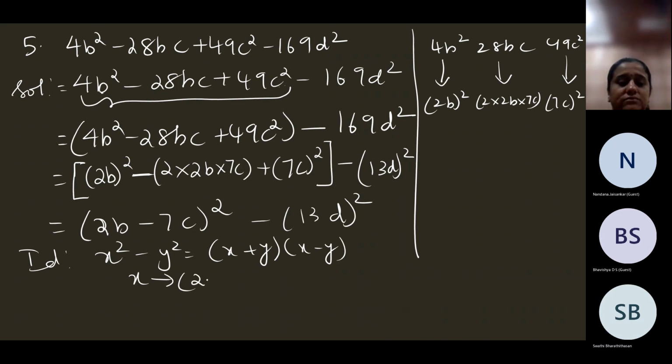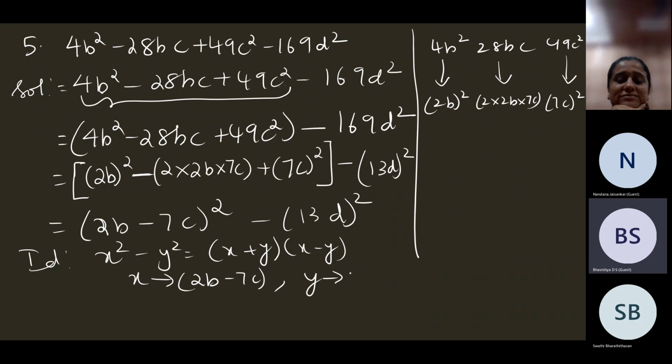2B, ma'am. No. I mean 2B minus 7C. Minus 7C, ma'am. Yeah, correct. And y is? 13D, ma'am. Very good, very good. Yes.